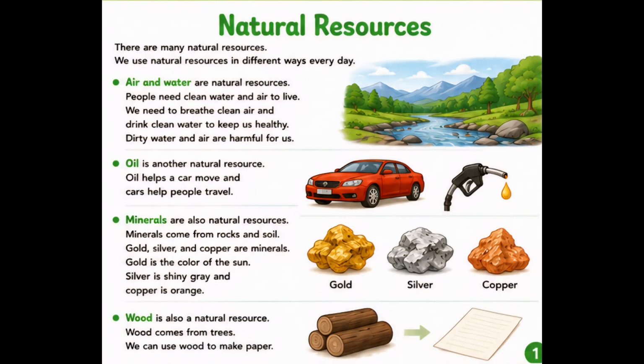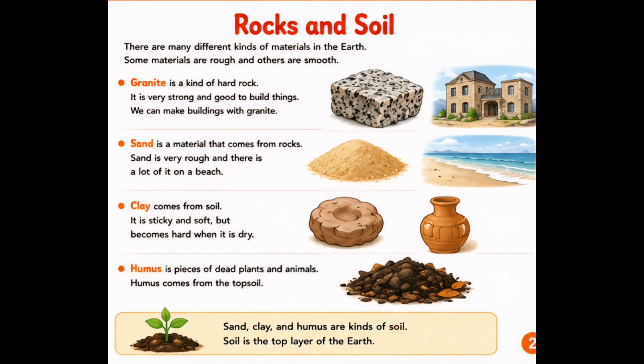Wood is also a natural resource. Wood comes from trees. We can use wood to make paper. Rocks and soil. There are many different kinds of materials in the earth. Some materials are rough and others are smooth.